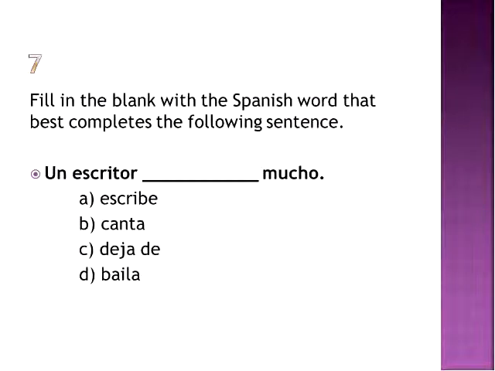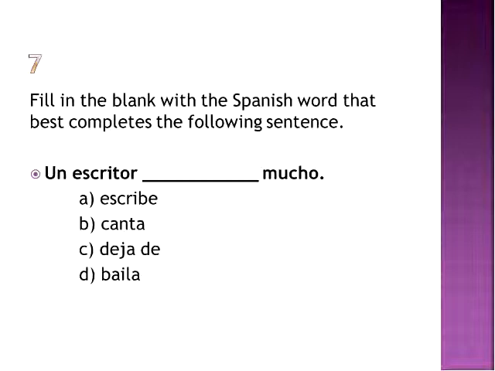Next. Here's another missing verb that you can use a word in the sentence to give you a clue for. Un escritor algo mucho. ¿Qué hace un escritor? A, escribe. B, canta. C, deja de. Or D, baila. Which would it be?